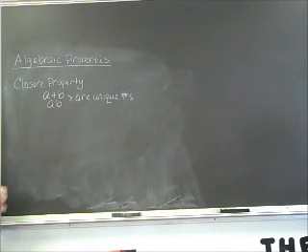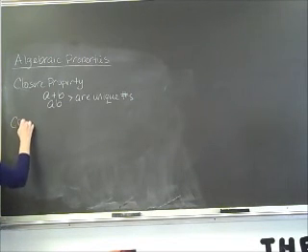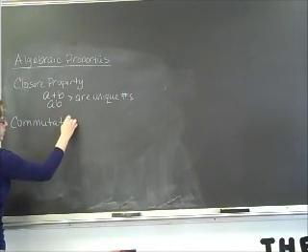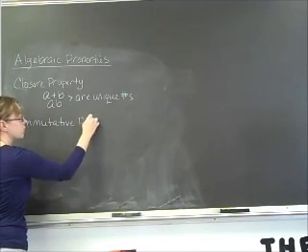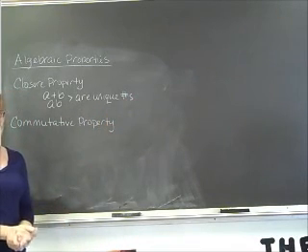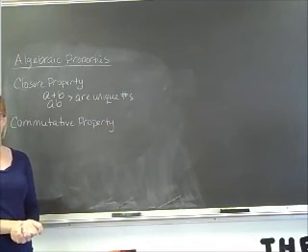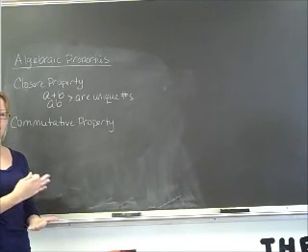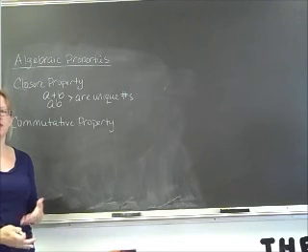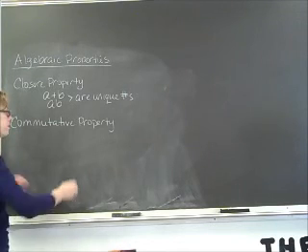After the closure property, we have the commutative property. The commutative property tells us that order doesn't matter. If I add 4 plus 3, it turns out the same as if I add 3 plus 4. So again, this is something you've been using all your life.